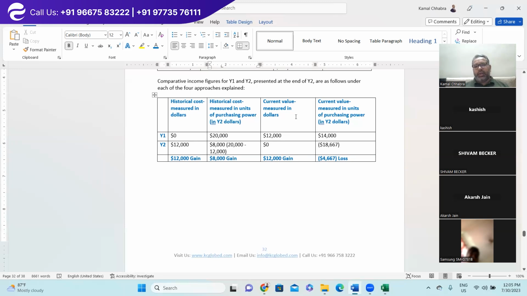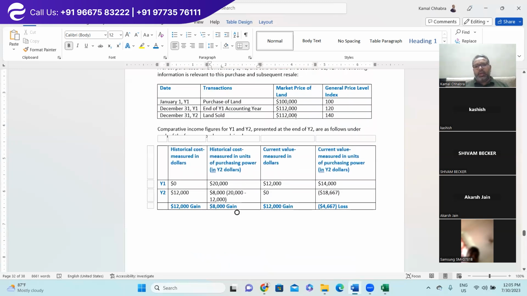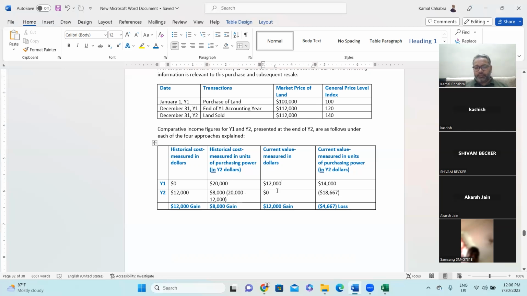Now coming to the third category, current value measured in dollars. Current value measured in dollars is replacement. So in year one, the market price was $112,000 compared to $100,000. So there itself, they have recognized the gain, right? And that has been sold at 112,000. So it has no gain or no loss in year two. Yes sir, this is clear. Right? Yes, clear, it's straightforward. And here it should be total gain, if I say, 28,000.